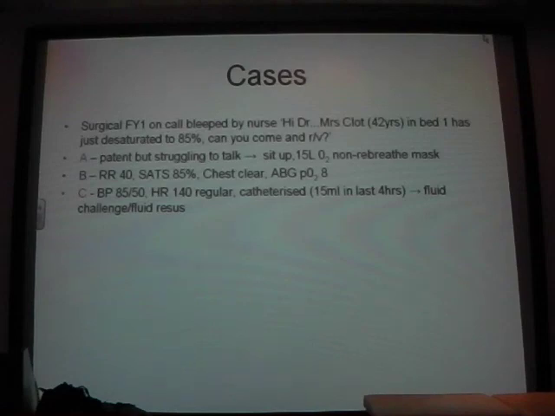What do you think of that blood pressure and that heart rate? And the fact that she's only passed 15 mils in the last 4 hours? It's quite shocking, isn't it? I would say she's haemodynamically unstable. So I bring in my seniors at this point. GCS is 15, so she's managing to not be too confused at this moment in time.